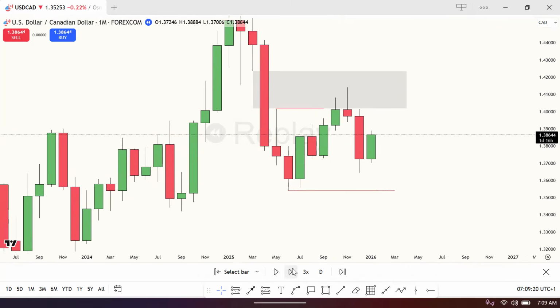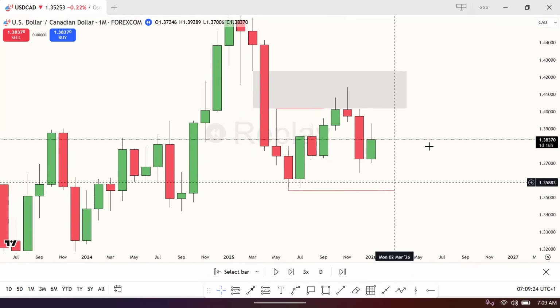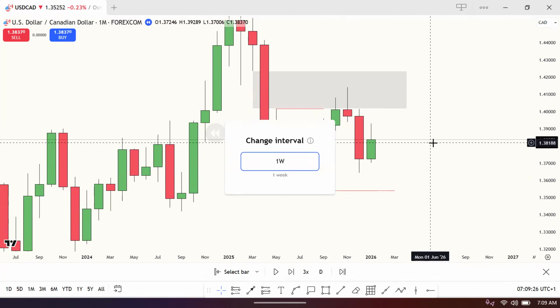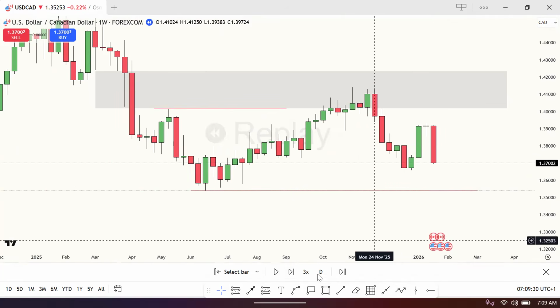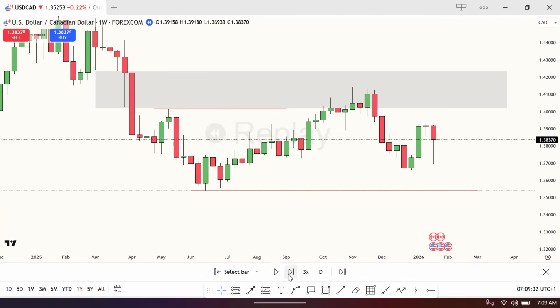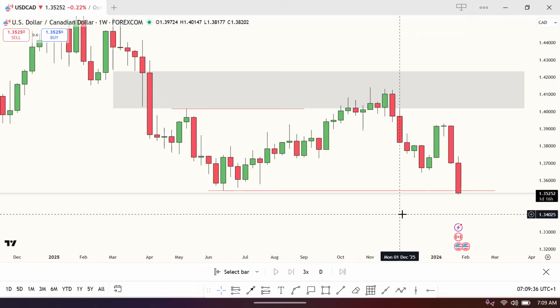All right. So now let me go to the weekly time frame, and I want to jump to this week's price action. I want to jump to this week's price action.